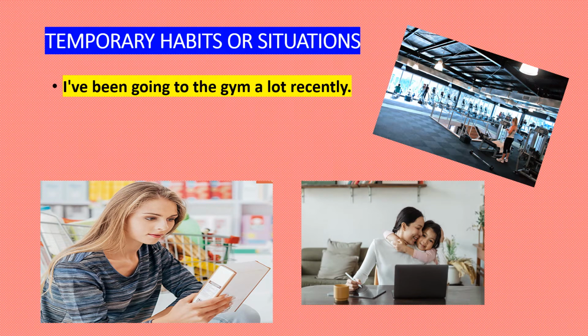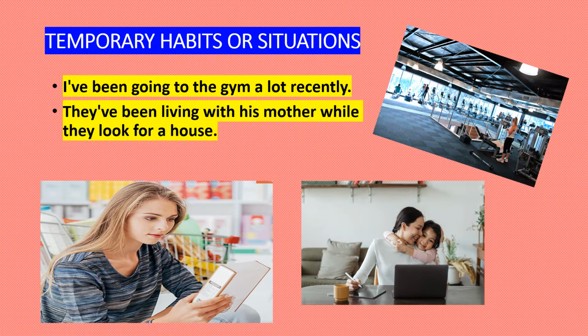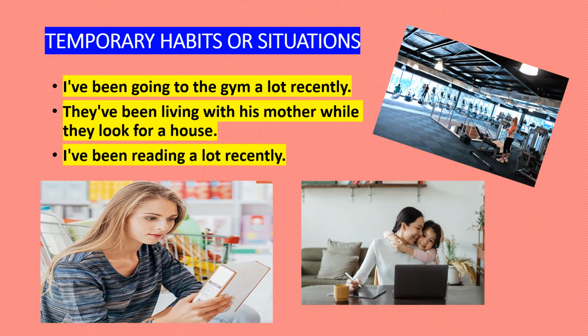The second is when we talk about temporary habits or situations. The action started in the past and continues to the present in the same way, but we don't answer the questions about how long so clearly. Instead, we use a word recently. So for example, I've been going to the gym a lot recently, or they've been living with his mother while they look for a house. Or I've been reading a lot recently.